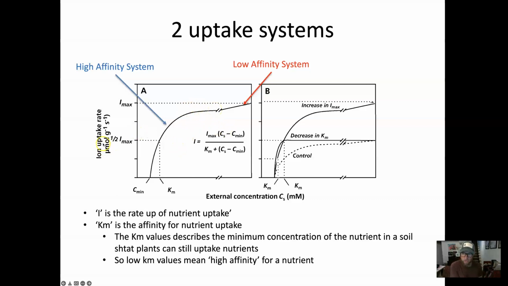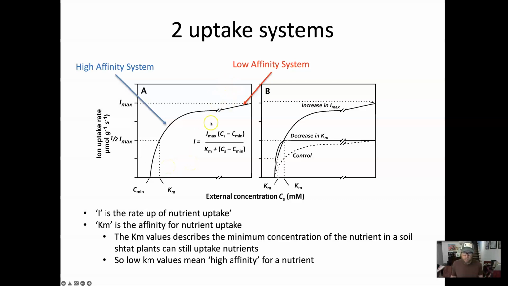A couple things to note: this I here represents the uptake rate, and Km is the affinity for nutrient uptake. The value of Km, the way it's defined, is the minimum concentration in the soil at which plants can take up nutrients. It's kind of weird because a low value means it has a high affinity, or it can really extract that nutrient to low concentrations in the soil.